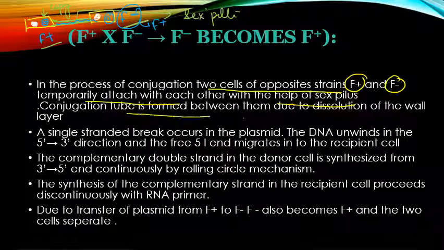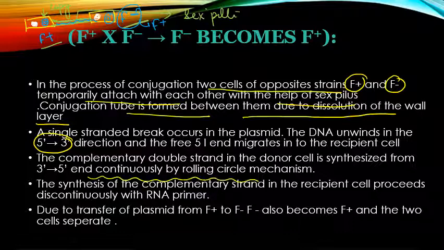A conjugation tube is formed between them due to dissolution of the wall layer. A single-stranded break occurs in the plasmid. The DNA unwinds. I will let you know what the 5' 3' direction is; we will see it in the biomolecule class. Okay, so the DNA unwinds. This DNA plasmid will start replicating, or producing a Xerox copy. Clear? The complementary strand in the donor cell is synthesized from 3' to 5' continuously by the rolling circle mechanism.